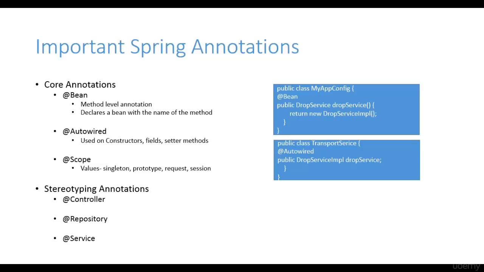The @Controller annotation stereotypes a component as a Spring MVC controller. The @Repository annotation stereotypes a component as a repository. The @Service annotation stereotypes a component as a service. We will be using most of these annotations in our application, and I will show the usages of these at that point of time.